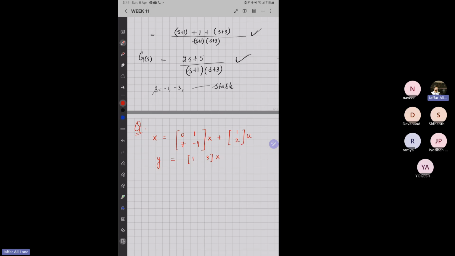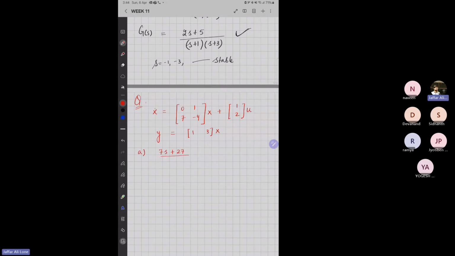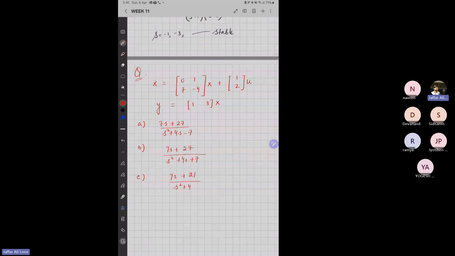This is the last question that we'll be doing on this topic. So can you find the transfer function from this model, and let me know whether that is stable or not. I'll give you options. Option A is 7s plus 27 over s square plus 4s minus 7. Option B is 7s plus 27 over s square plus 4s plus 7. Option C is 7s plus 21 over s square plus 4s minus 7. Option D is 7s plus 21 over s square plus 4s plus 7. So please solve. If you have any doubt, let me know.